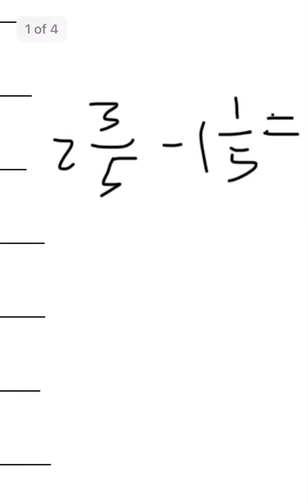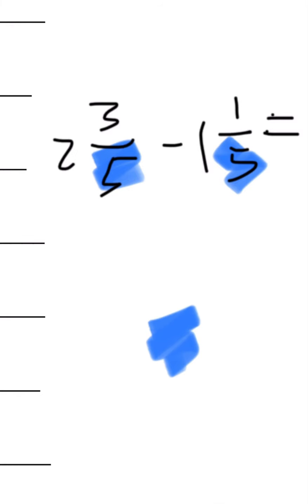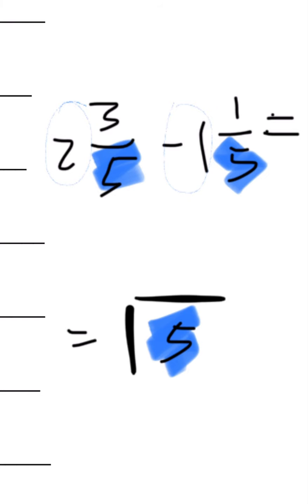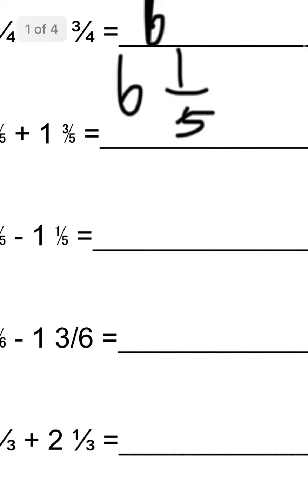Now, here again, we have a common denominator of 5. So we're just going to bring that down here. We're going to add the whole numbers. Or sorry, this is subtraction. So we'll be subtracting. 2 minus 1 is 1. Then we'll subtract the numerators. 3 minus 1 is 2. And so our final answer is 1 and 2/5.